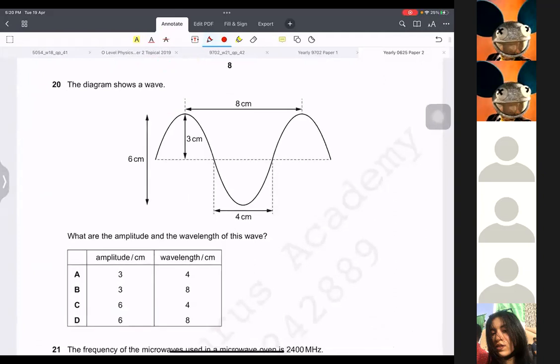What is the amplitude? Amplitude is 3 for sure. Wavelength is 8.